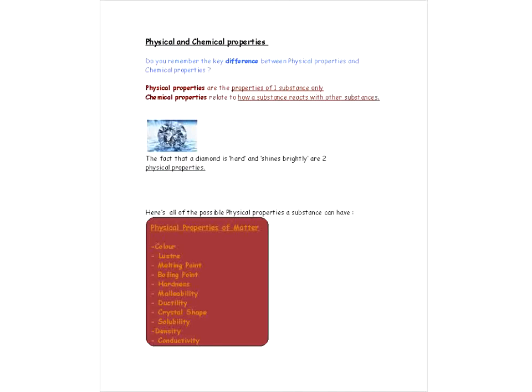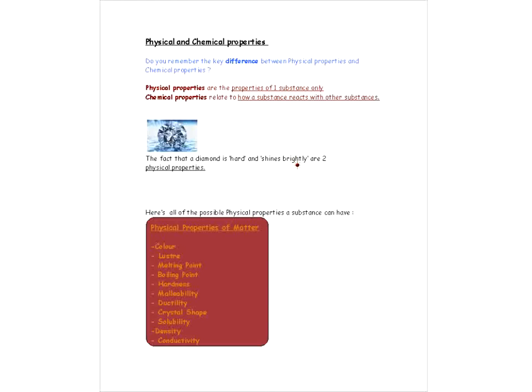So now we need to look into chemical and physical properties. What's the difference between the two? Well, the key difference between these two is that physical properties have to do with the properties of only one substance, whereas chemical properties relate to how a substance reacts with other substances. So here's an example of a physical property. A diamond could be called hard, and it could be described as shining brightly. So those are both physical properties. Those are things that we see with our eyes or sense, maybe with our touch.